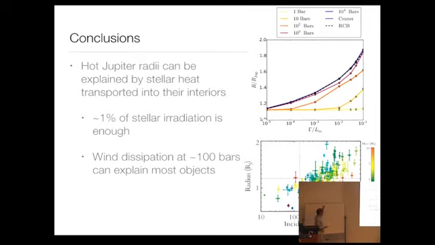So again, our conclusion is that hot Jupiter radii can be explained by taking some fraction of the stellar heat and putting it into the interior of the planet. The take-home point is that about 1% of the stellar radiation is enough to deposit, and it only needs to get, in most cases, to about 100 bars, which is not so bad. Thanks.